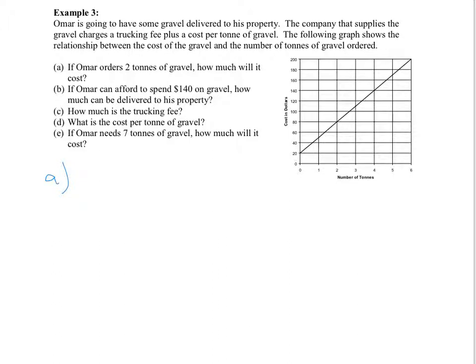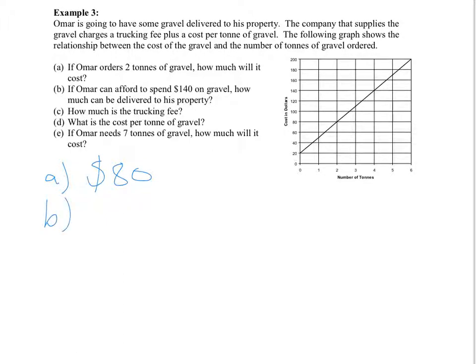Okay, so we go over to 2 tons. This is tons, so 2 tons. How much will it cost? We go up till we touch our line, and this is the point where it touches our line. So at 2 tons, it's equal to $80. It's going to cost Omar $80 for those 2 tons of gravel.